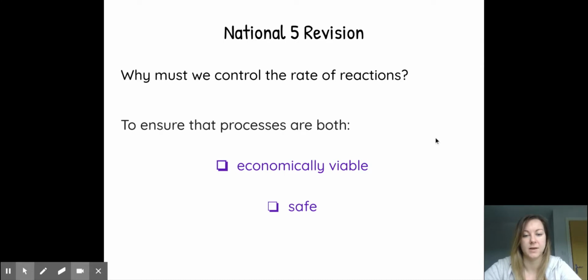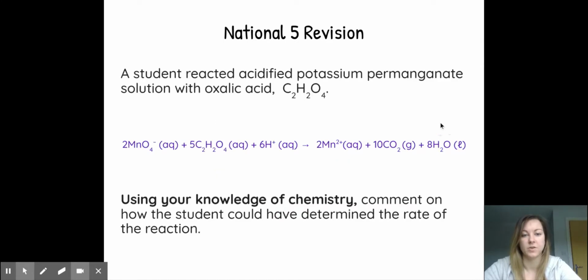So a wee bit of revision from Nat 5, we have an open-ended question here. There is space in your booklet to have a wee go at this, so I'd like you to do that, please. A student reacted acidified potassium permanganate solution with oxalic acid. It gives you the formula for oxalic acid there. It also gives you the balanced equation, and it says, using your knowledge of chemistry, comment on how the student could have determined the rate of reaction.